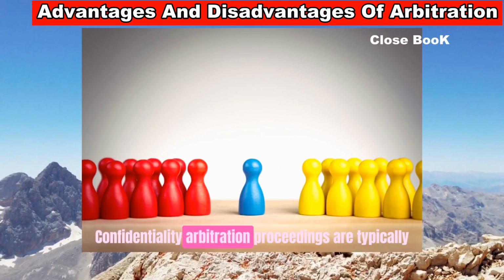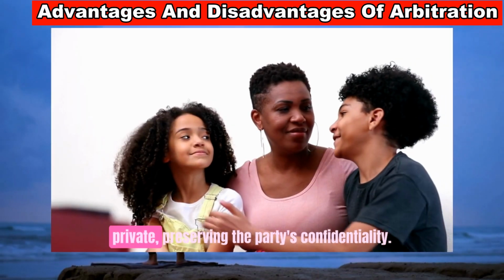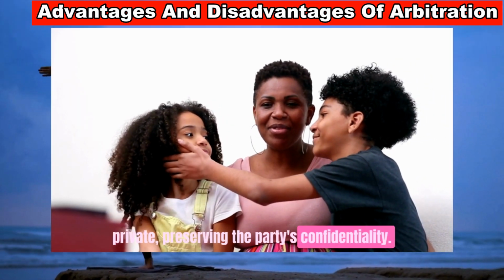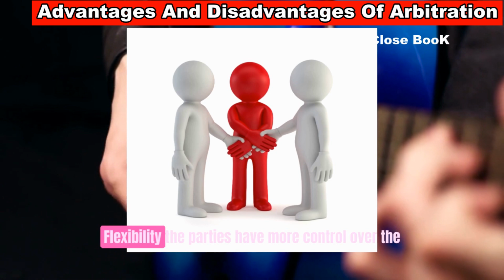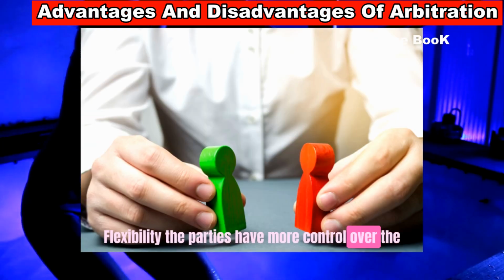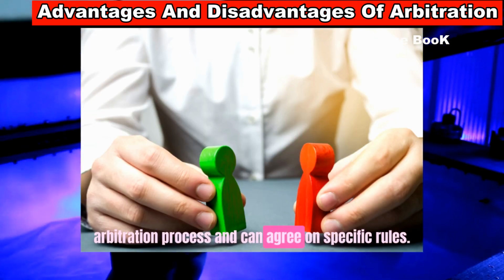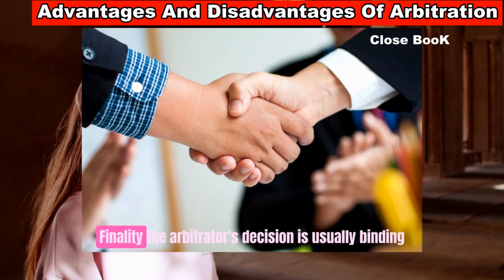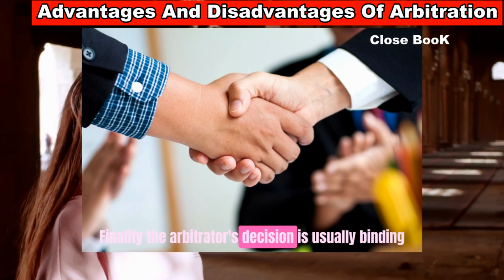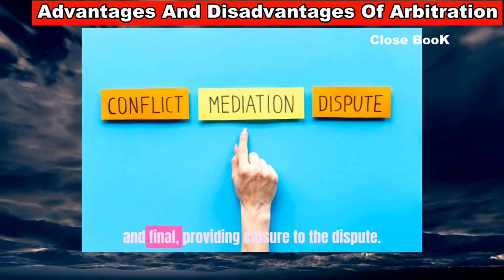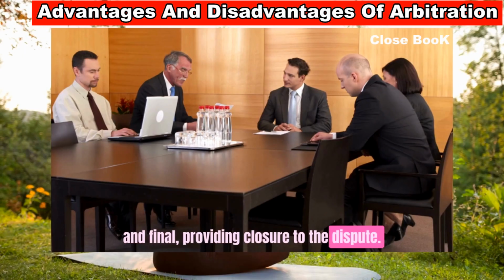Confidentiality. Arbitration proceedings are typically private, preserving the parties' confidentiality. Flexibility. The parties have more control over the arbitration process and can agree on specific rules. Finality. The arbitrator's decision is usually binding and final, providing closure to the dispute.